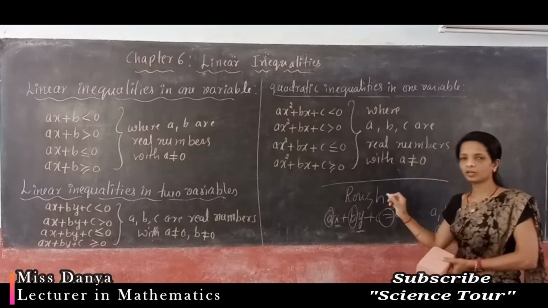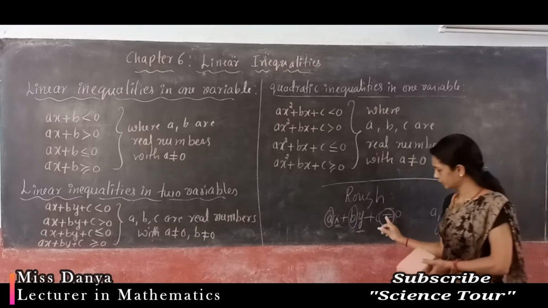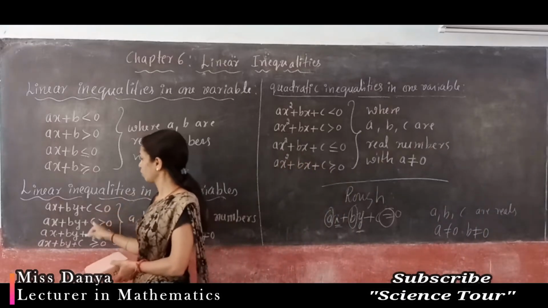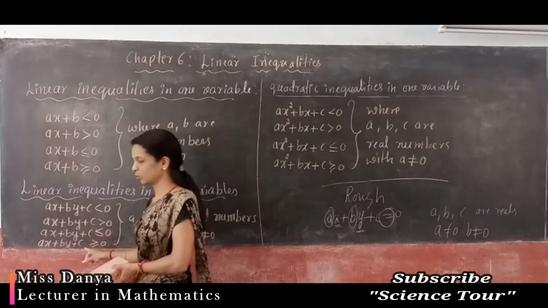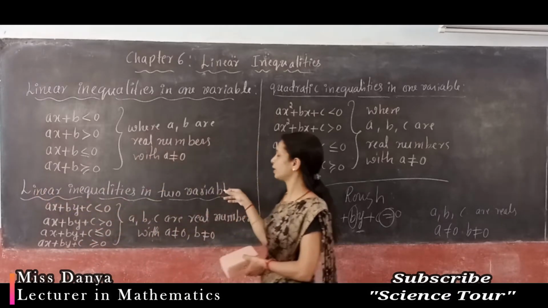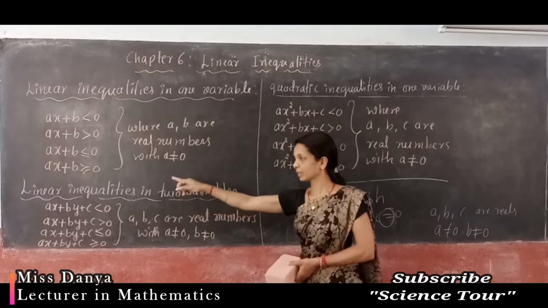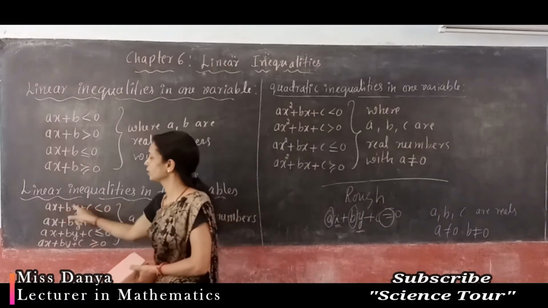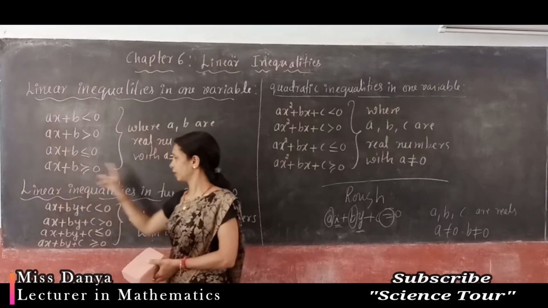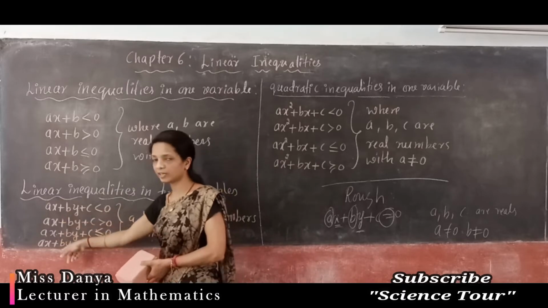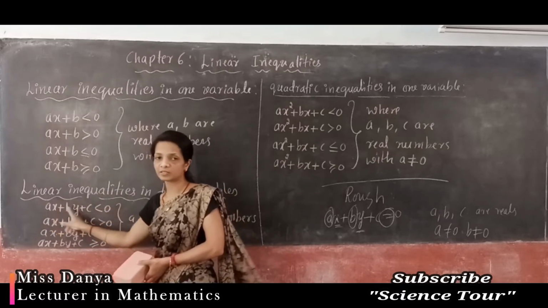Same type, if you replace that equal to symbol by the inequality symbols less than, greater than, less than or equal to, or greater than or equal to, what you have? You have linear inequalities in two variables. Linear, why is it linear? Because the highest power of x and y is 1, so it is linear. In two variables, why? You can see in these inequalities you have only two variables x and y.